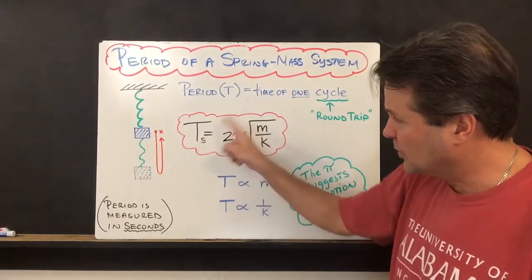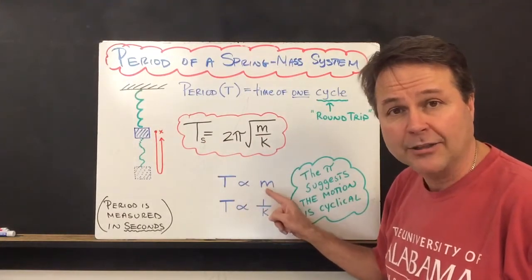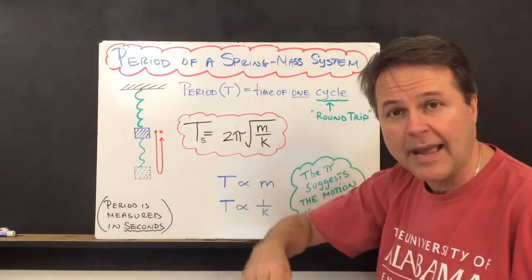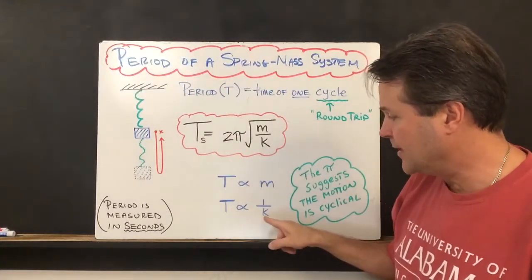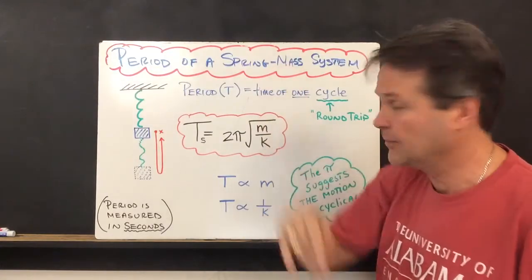That means that this relationship shows that the period is directly proportional to mass. So if I increase mass, I'm going to increase the period. So a heavier mass will slow the time of movement. Now, if I increase the stiffness of the spring, the movement could go much faster.